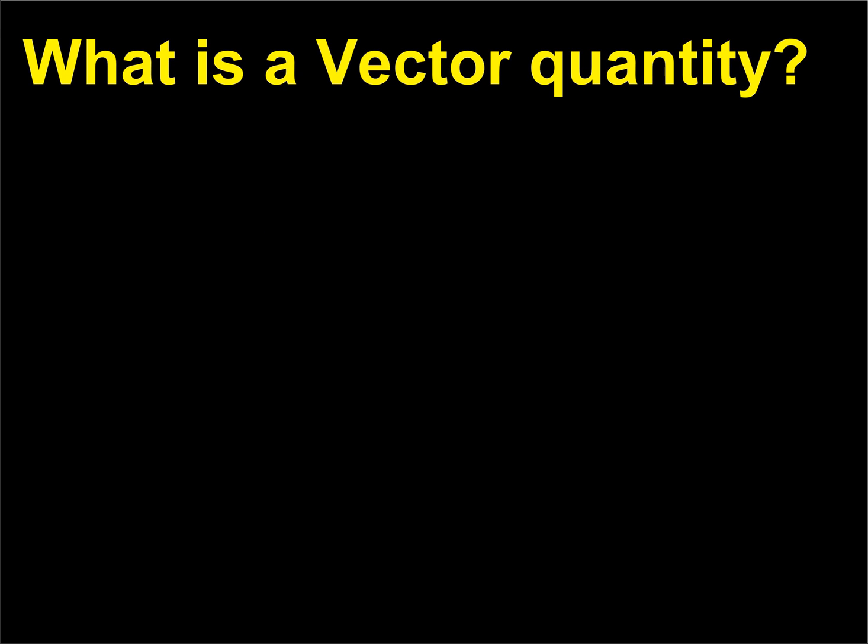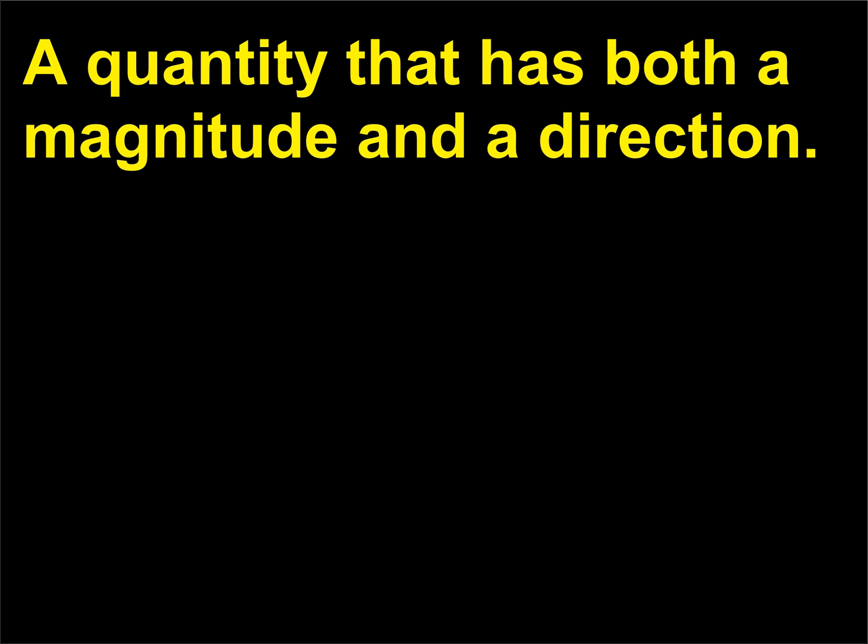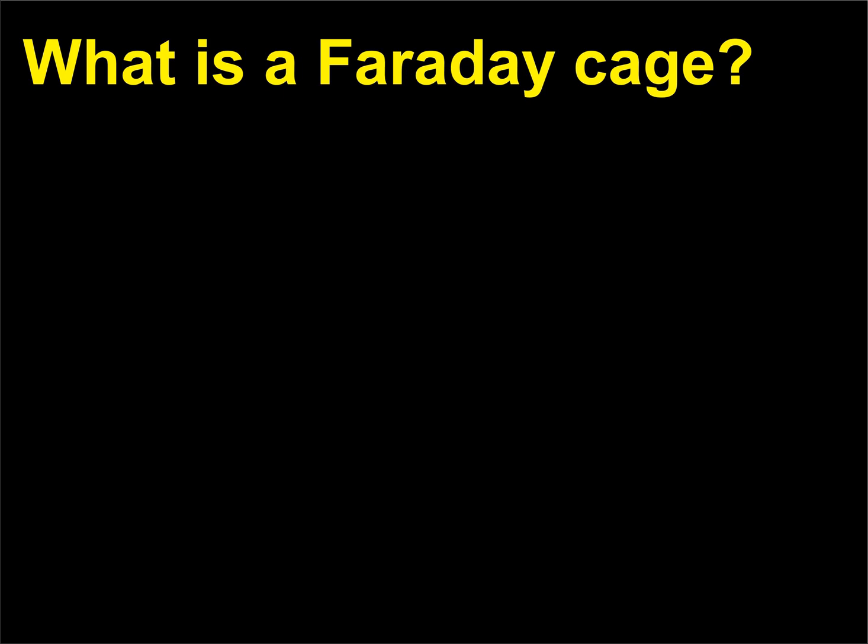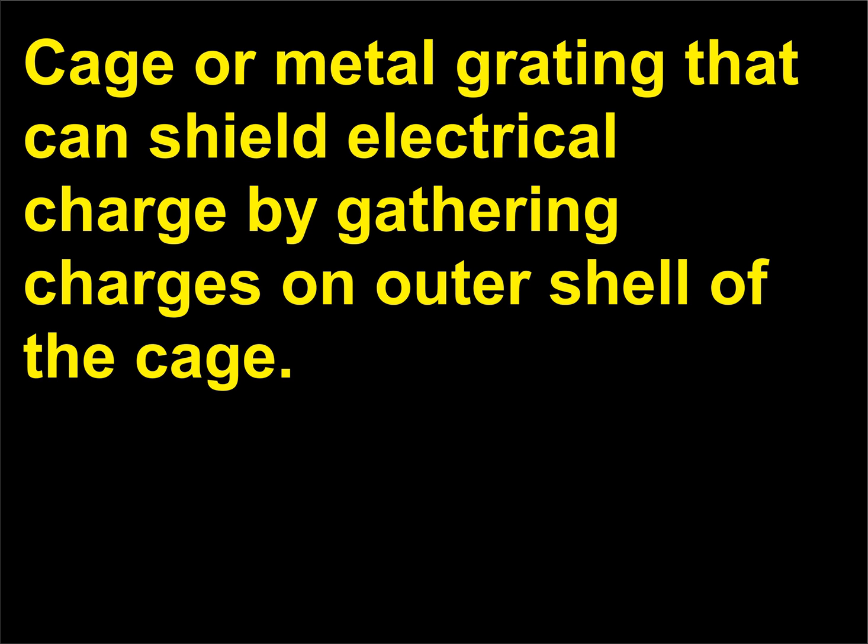What is a vector quantity? A quantity that has both a magnitude and a direction. What is a Faraday cage? Cage or metal grating that can shield electrical charge by gathering charges on the outer shell of the cage.